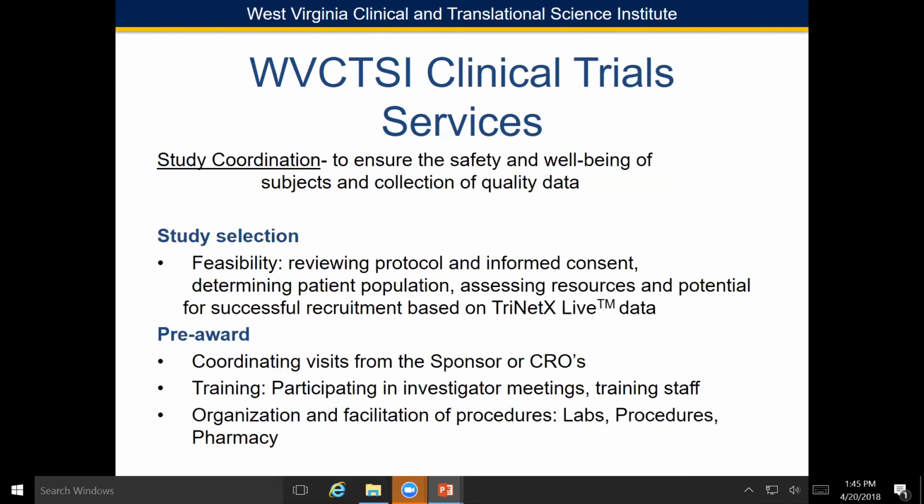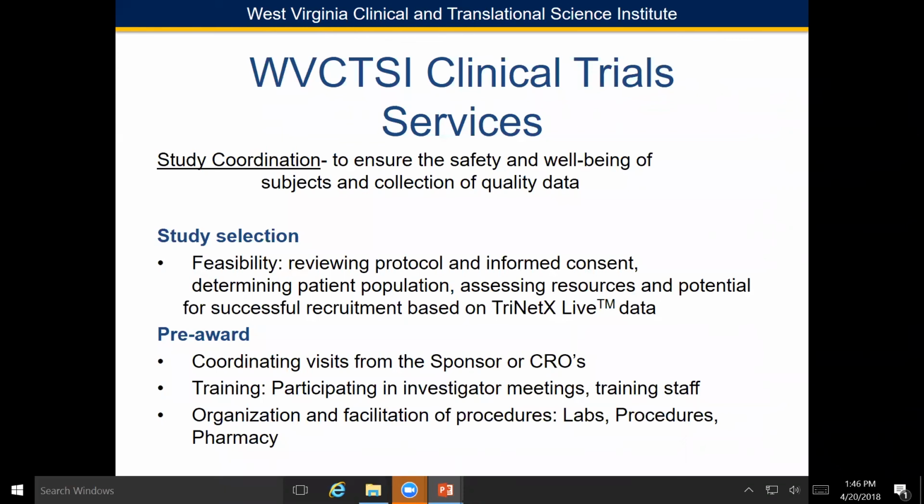And then study coordination. We have a couple of study coordinators in our unit, Louise and Aubrey, which are both here. So they can help make sure that the protocol is being followed. We can help with study selection and doing feasibility, review the protocol to make sure, especially in the investigator-initiated study, to make sure that what you guys put on paper is actually, you know, feasible to do. In addition, do we have the right patient population to be able to do that?